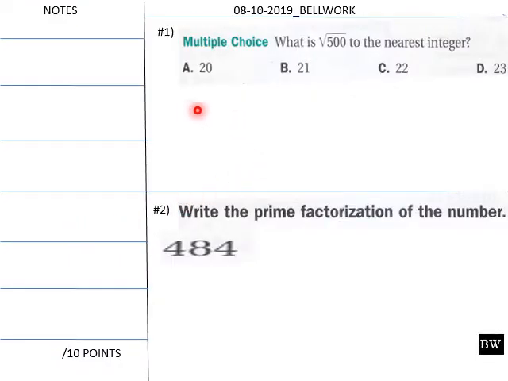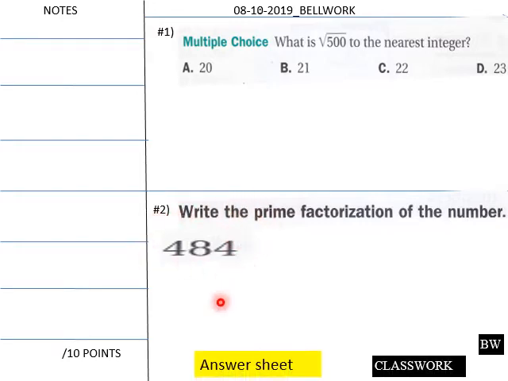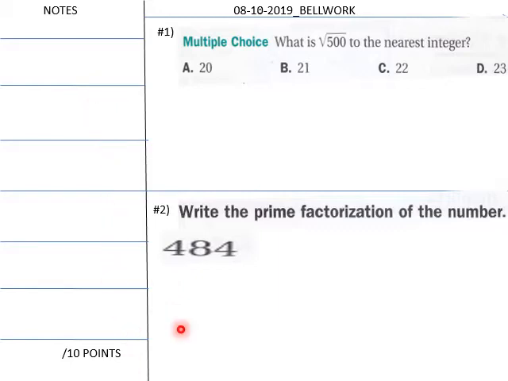Teachers, today here is your bell work. What is the square root of 500 to the nearest integer? And then students, write the prime factorization of 484. Give you 5 minutes for this.